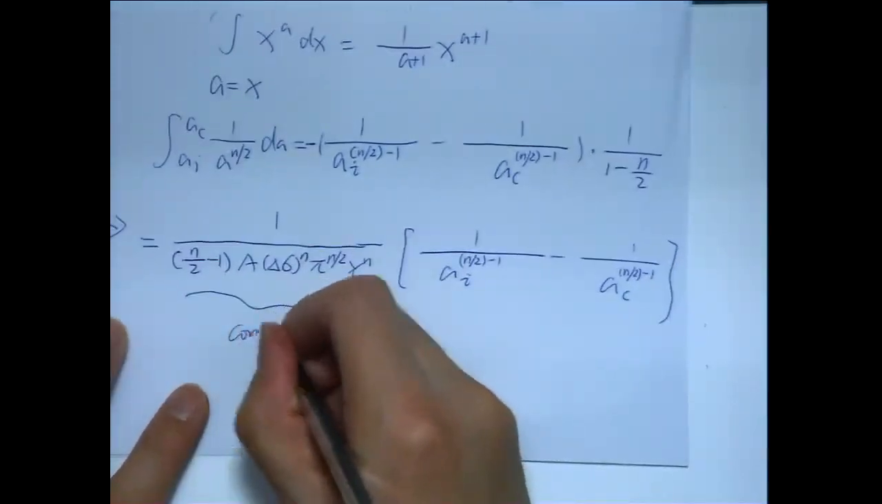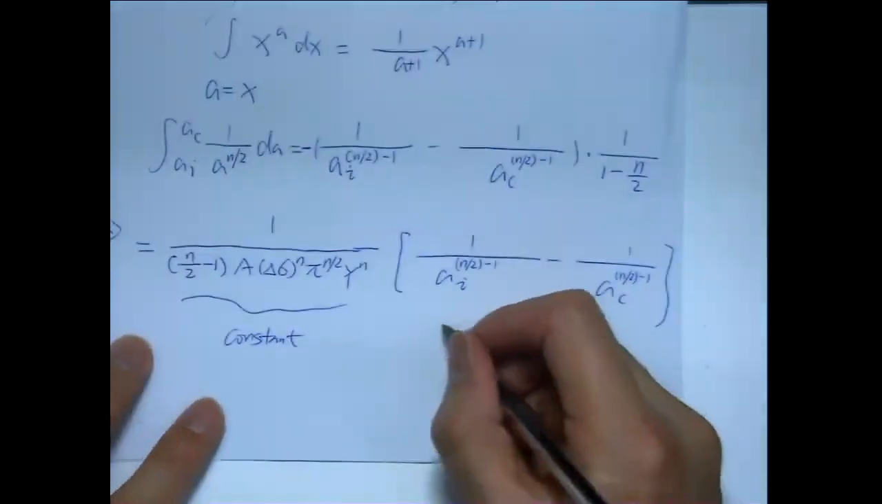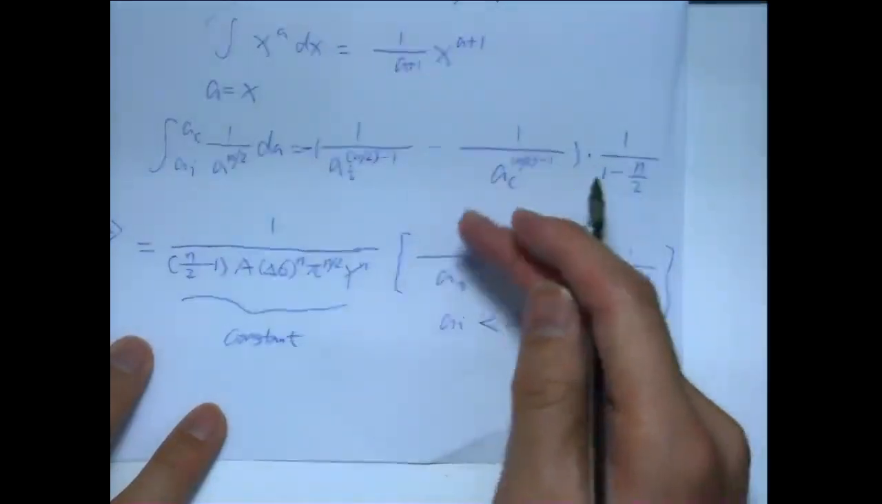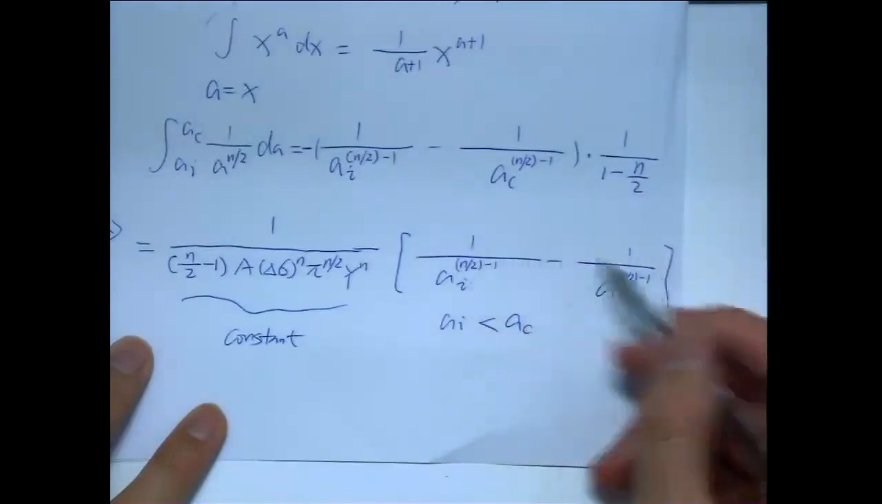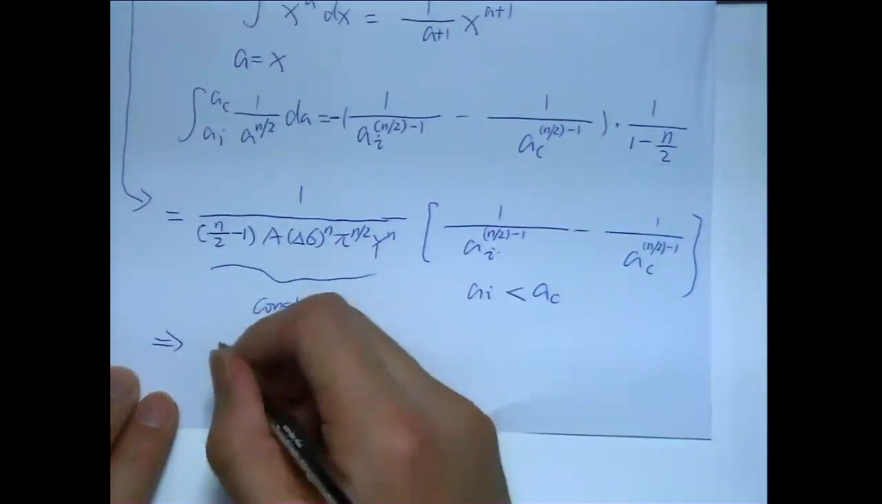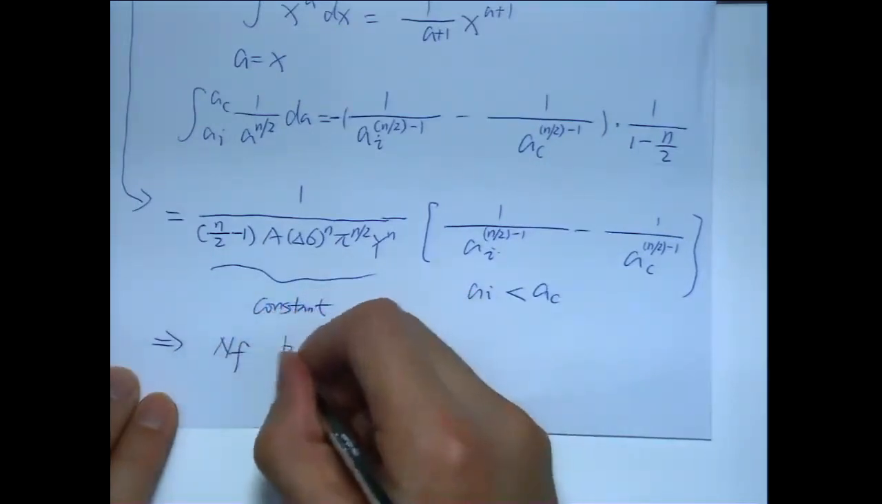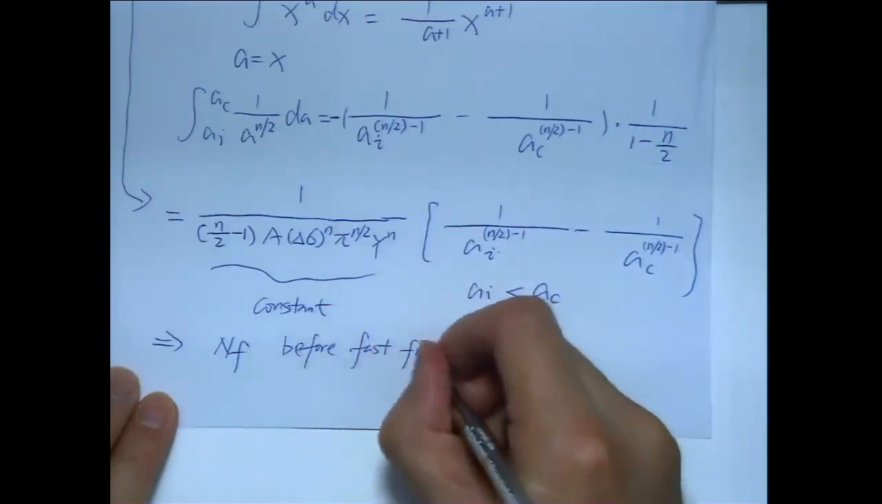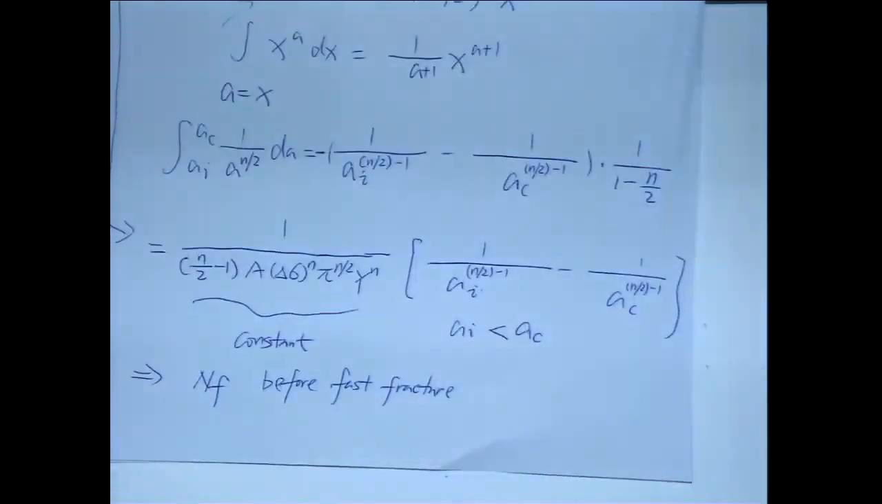This is the constant. And A I should be smaller than A C, such that the inverse of that term should be larger than that term. Okay? So this will give you the fatigue life before fast fracture. Okay, I think that's it. That's for today. And I think you need to go over this derivation yourself, because you will need to use that.